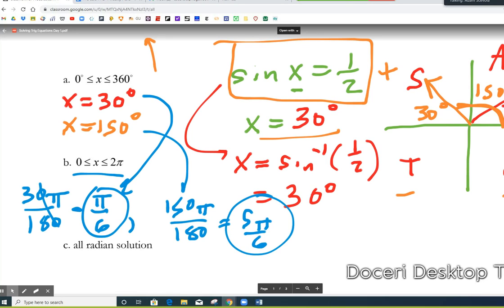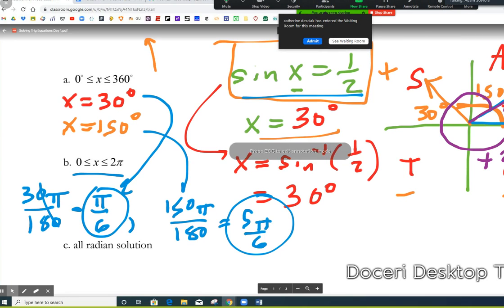Now to find all radian solutions. So remember, this right here would be pi over 6. That angle, when you take the sine of it, you get 1/2. And if I were to take that angle and add 360 degrees to it, so add 2 pi, because that's 360 degrees, we would get a coterminal angle. So that would be 2 pi plus pi over 6. That would be 13 pi over 6. So that would be another answer that works.